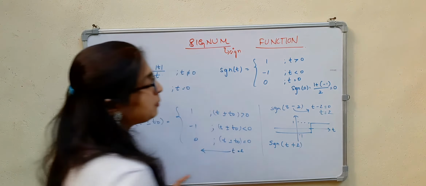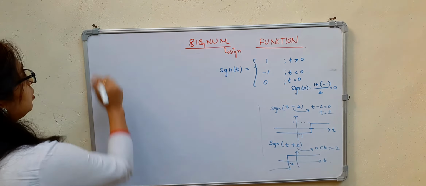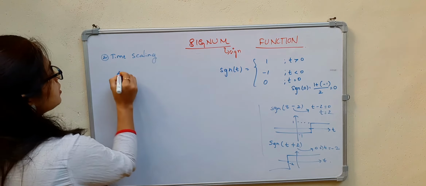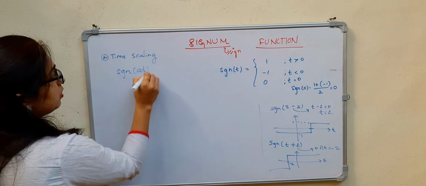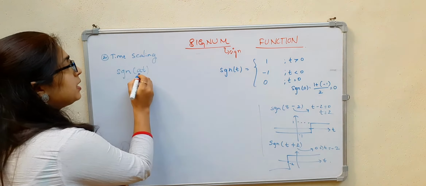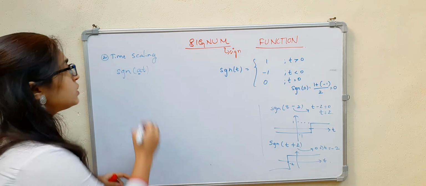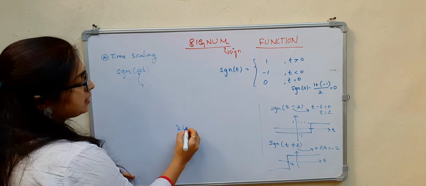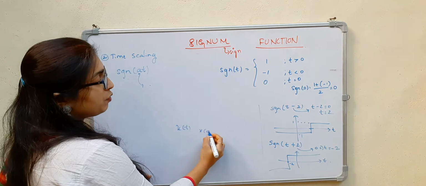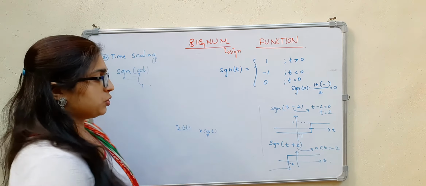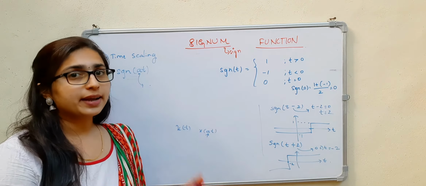Next, let me consider the time scaling operation. If I consider signum of AT, this A is a scaling factor. Now we are scaling the time by this factor A. Normally, if I consider a signal x of t, and x of At, if A is greater than 1, we are going to get the compressed version. If it is less than 1, we are going to get the expanded version.